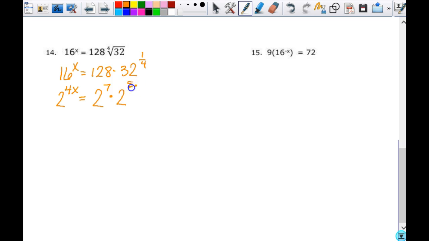Yeah, 5 times 1/4, so yeah. So then it'd be 5 over 4, because it is 2 to the 5th, so then you have the 5 times the 1/4. Everybody okay with all that?